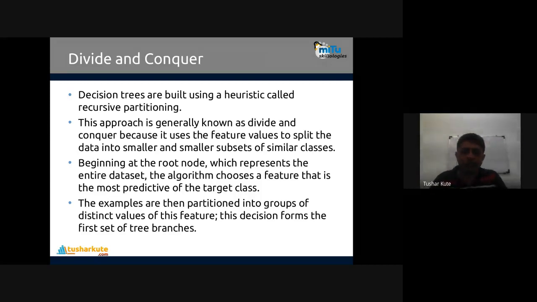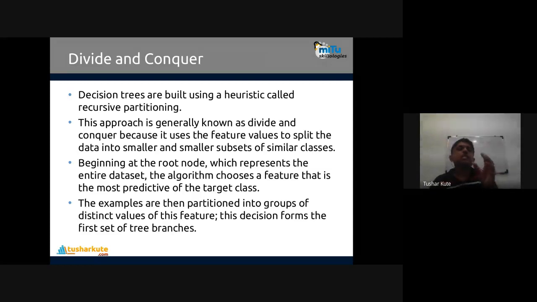So these examples are partitioned into groups of distinct values of this feature. This decision forms the first set of tree branches, and based on that you build this particular model, and a tree will be created. Remember, a tree is a collection of trees, because if you change a root node, for example, one of the branch nodes becomes a root node. From that, again another tree is there, another branch node, another tree is there. So if you start combining, a large tree is formed.